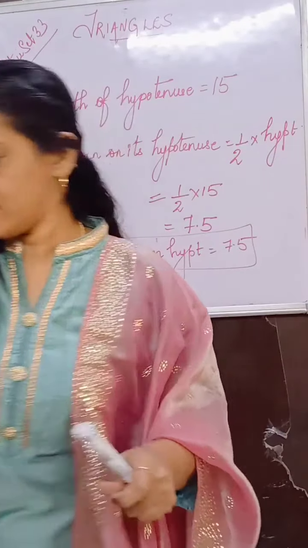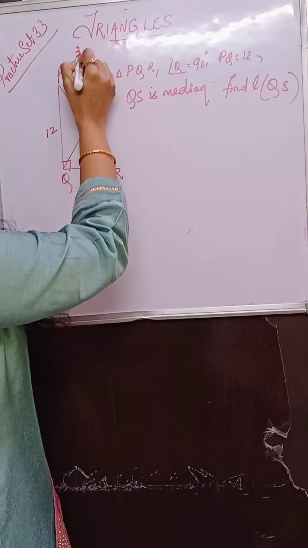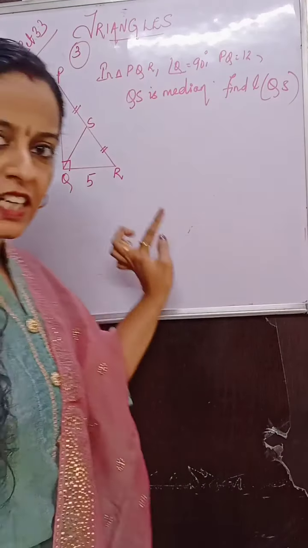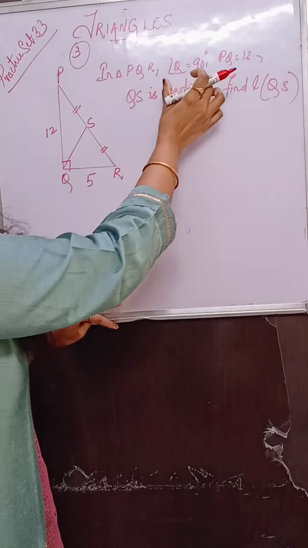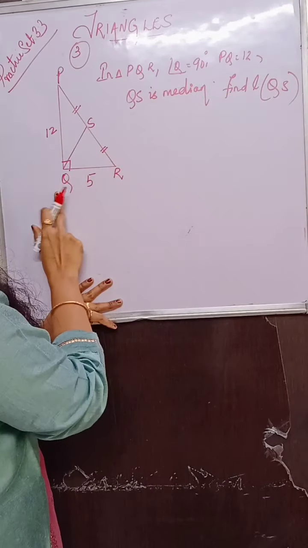Coming to the next question. This is the third question. We have a figure in triangle PQR. I have drawn the figure PQR. Angle Q is 90 degrees.